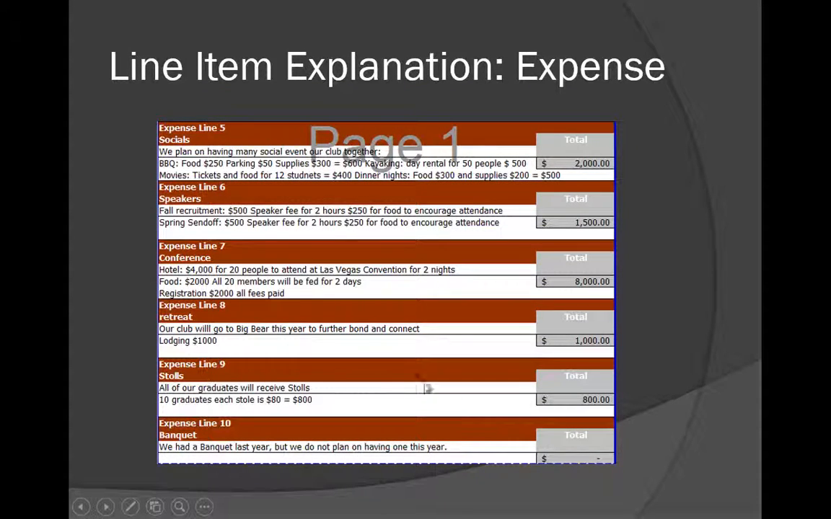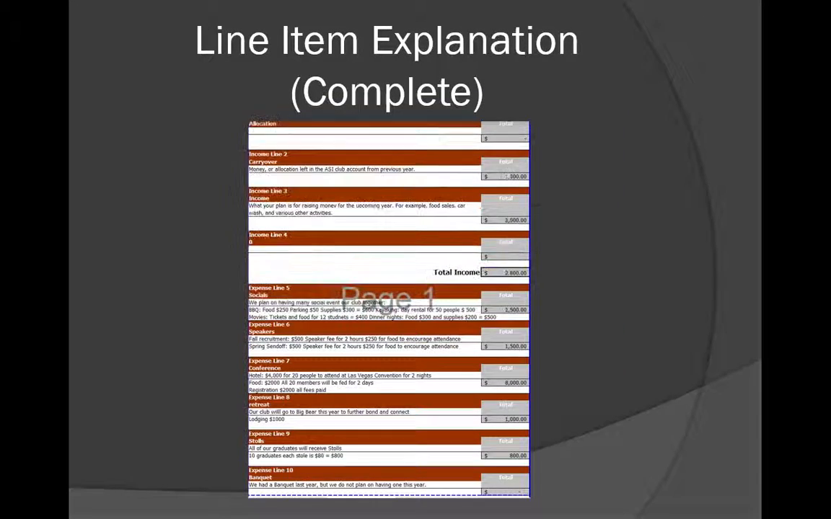And for expenses, each expense must be explained briefly but as thoroughly as possible. So lodging, $1,000. Socials would be favorable for you to list out because they are something less academic, but ASI would like them to be listed out carefully. So this is a complete line item explanation. There you go. Moving on.